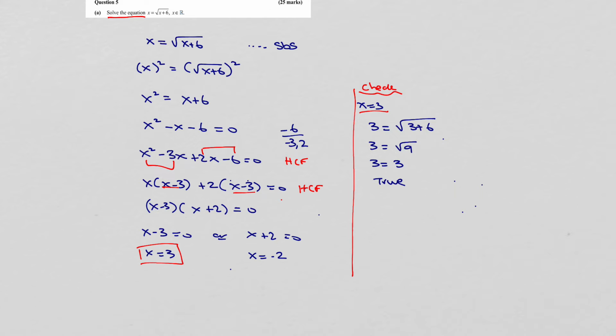And then if I check x equals minus 2, we want to again see, does the left-hand side equal the right-hand side? So we have minus 2 is equal to the square root of minus 2 plus 6. So minus 2 is equal to the square root of 4. So again, if I get the square root of 4, my absolute value of my square root of 4 is 2. So therefore this is not true, and therefore I must discard the value that x equals minus 2 as my answer.